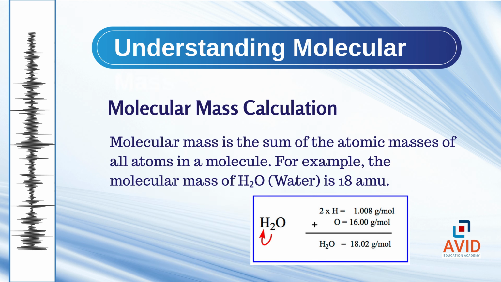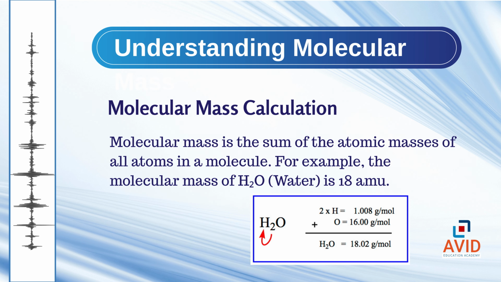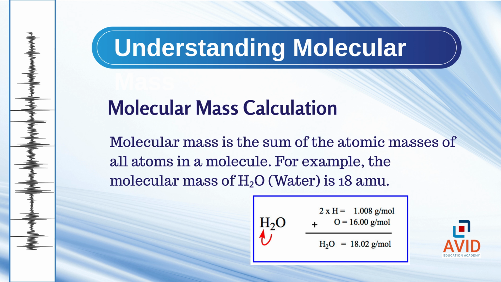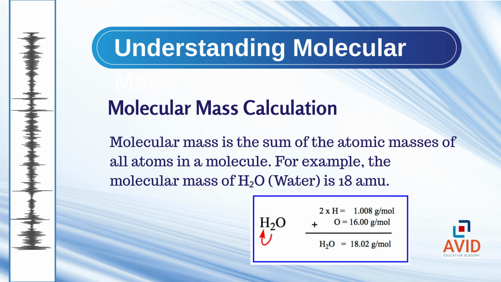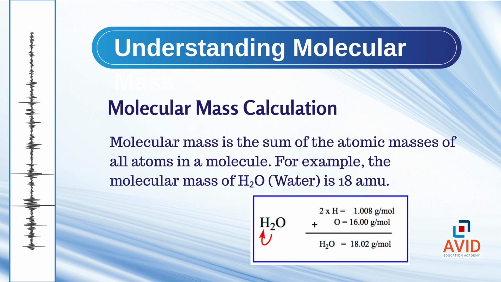Now, let's move on to molecular mass. The molecular mass is the sum of the atomic masses of all the atoms in a molecule. For example, the molecular mass of water, H2O, can be calculated by adding up the atomic masses of 2 hydrogen atoms and 1 oxygen atom. Atomic mass of hydrogen, H, 1 atomic mass unit. Atomic mass of oxygen, O, 16 atomic mass units. So the molecular mass of water is 2 times 1 plus 1 times 16 equals 18 amu.